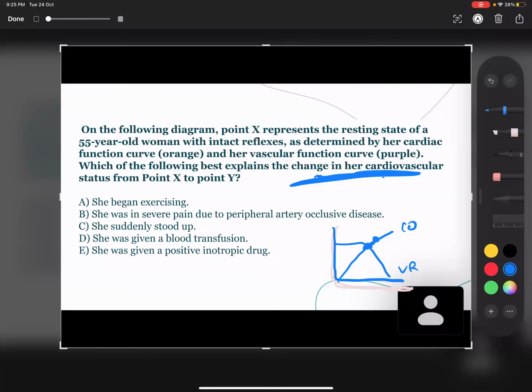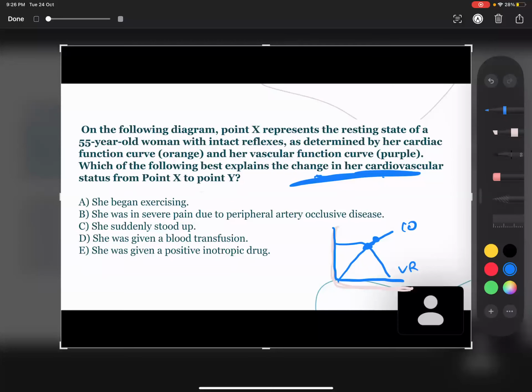So it's going to increase the venous return, it's going to cause more pressure on the heart. It's not going to cause increased contractility of the heart. She suddenly stood up. This is orthostatic hypotension, and it has nothing to do with this. With orthostatic hypotension, we're going to have decreased venous return.